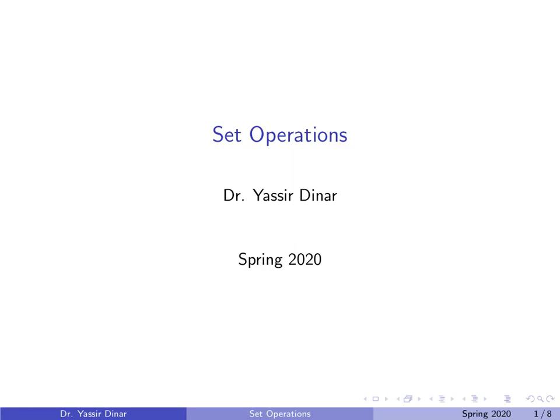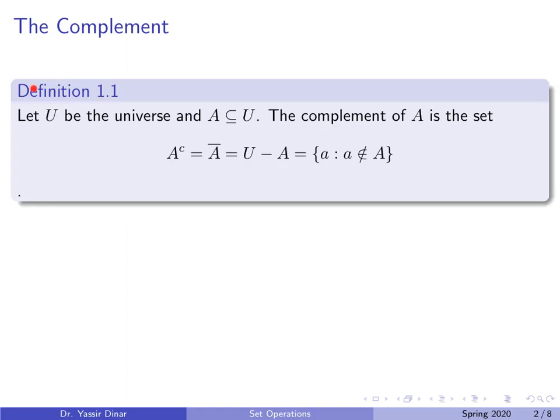In these slides, I want to discuss some of the set operations. The first operation will be the complement of any set. So for the definition, let U be any universe. U will denote my universe, and A is a subset of U.